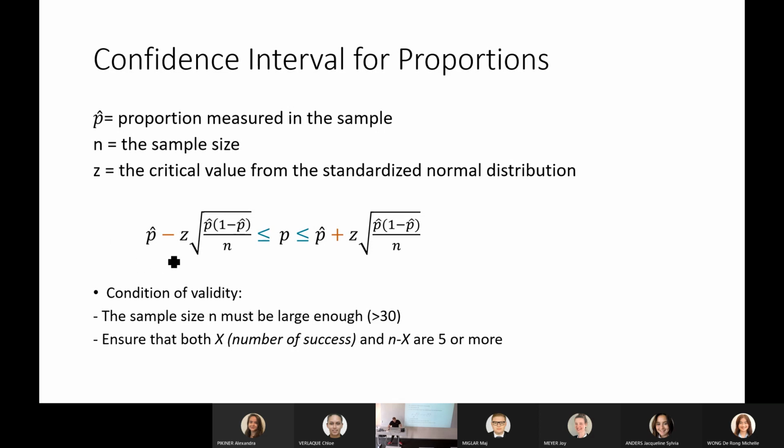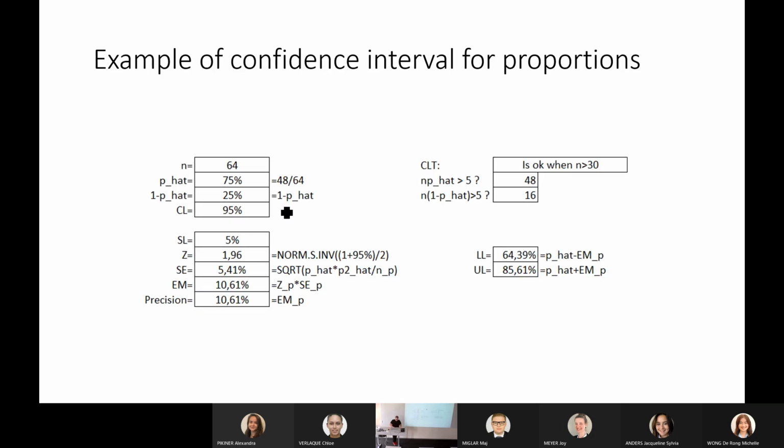Also, we have the conditional validity. We have a CLT, central limit theorem. I hope you remember it from before. N must be more than 30. P hat and 1 minus p hat have to be more than 5, as we see here.